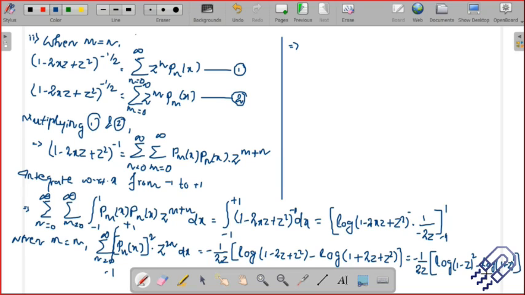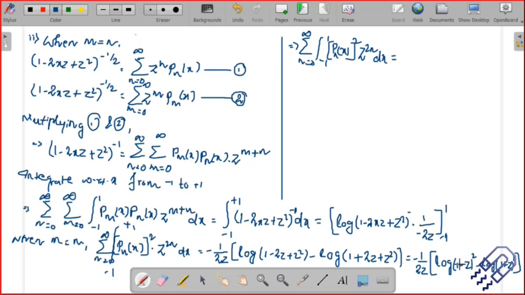Okay, so once we have this, just a moment, I misplaced my pages somewhere. What you can do is this. Let me write the answer here to avoid confusion. This is the sum n is equal to 0 to infinity, integration minus 1 to plus 1, Pn(x) whole square, z to the power 2n dx.